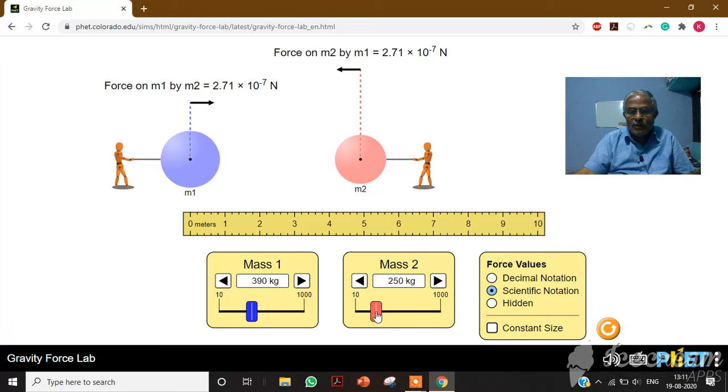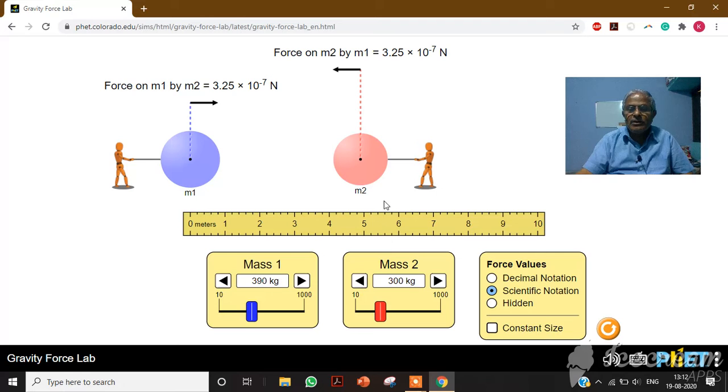We are increasing mass 2 to 300 kgs. Now, it is further increased to 3.25 × 10^-7 newtons. So, what will we understand? If you increase mass 1 or mass 2, then the force of attraction is increased. So, force of attraction is directly proportional to the product of their masses.